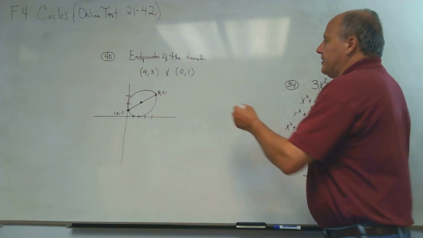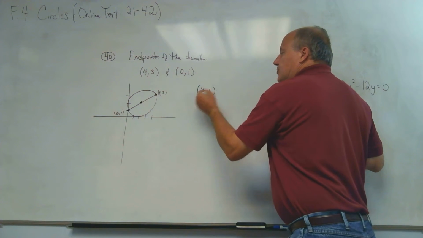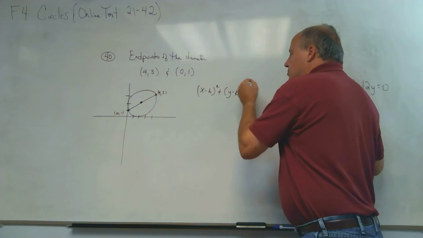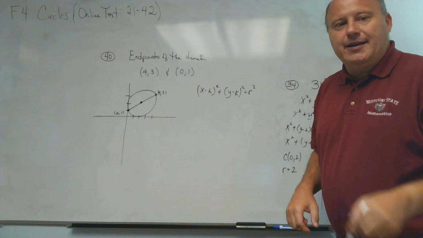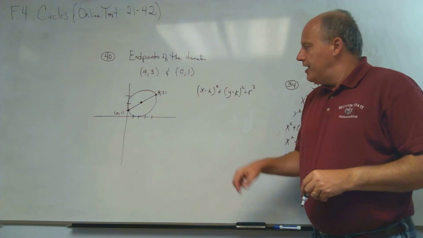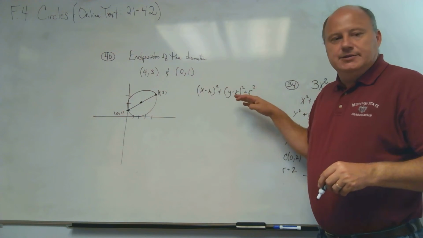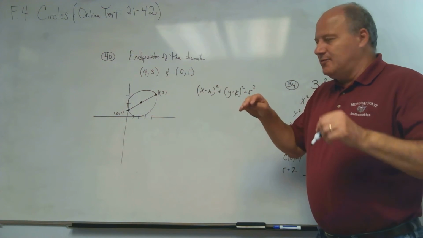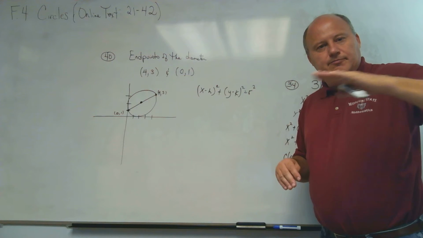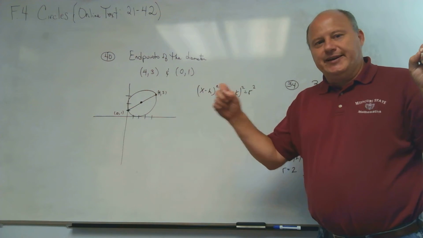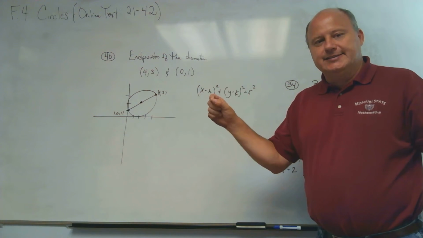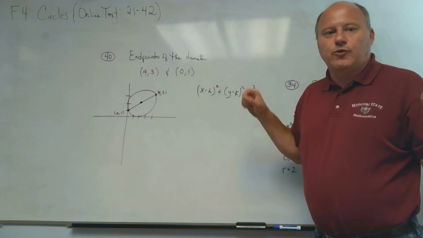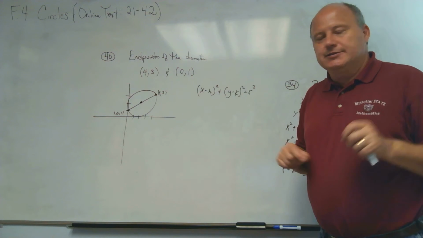So we have to come up with the equation of the circle: x minus h squared plus y minus k squared equals r squared. And we've done a problem like this a while ago. But this one, number 40, is a little different, because a while ago the diameter was parallel, so it was very easy to find the distance between the two ends. Here you've got to actually use the distance formula to find the distance between the ends.